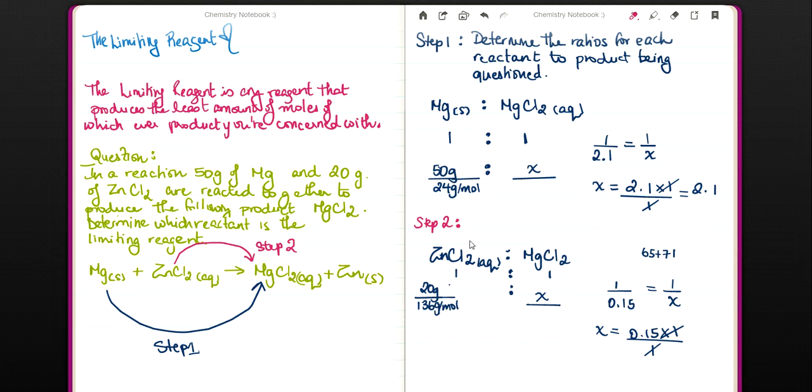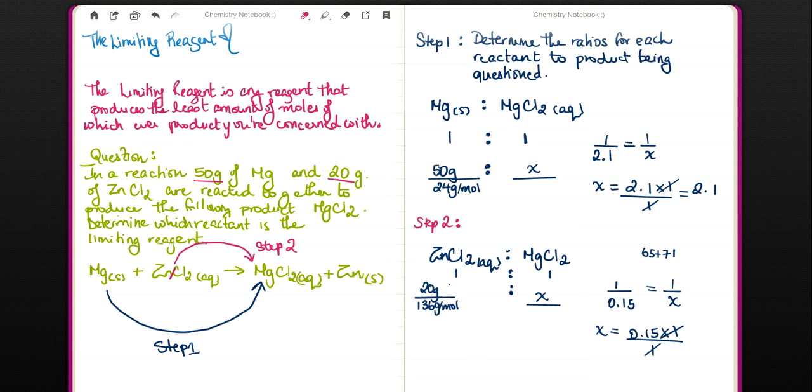Basically, you have to determine which reactant produces the least amount of the product that we're concerned about, which is magnesium chloride. So here we have step 1, and we're going to use the ratio of magnesium to magnesium chloride. And in step 2, we're going to use the ratio of zinc chloride to magnesium chloride. There are 2 different steps we're going to use to determine which one produces the least amount of moles from the amount given. And remember, they gave us the grams of each of them.